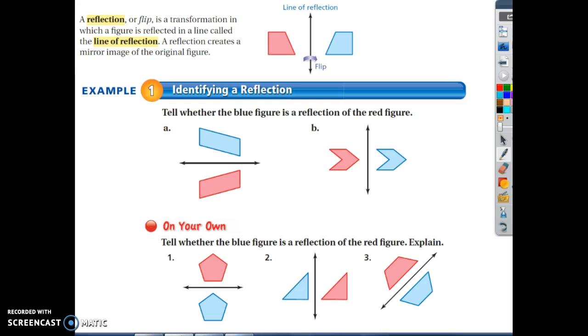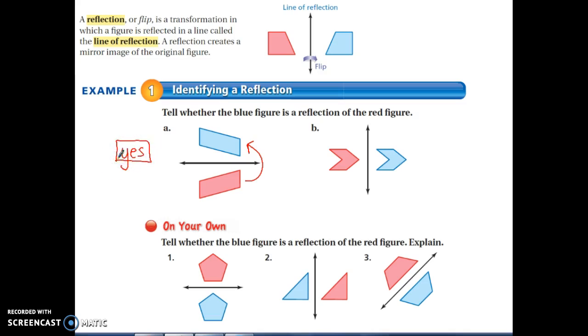In example 1a, we're going to tell whether the blue figure is a reflection of the red figure. So starting with the red figure, what we want to know is, can we take this red figure, fold it over our line of reflection, and almost stamp it on the other side to end with the blue figure? In example 1a, our answer here is yes. If we stamp that red image on the other side, it will stamp right on top of the blue image.